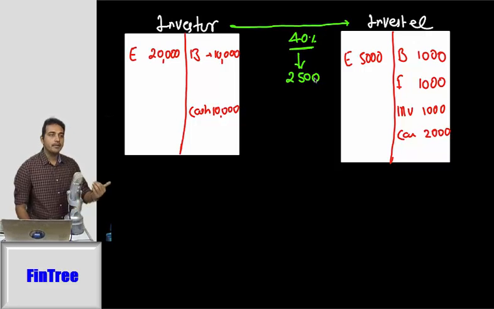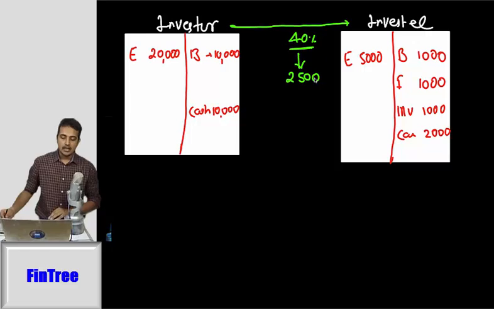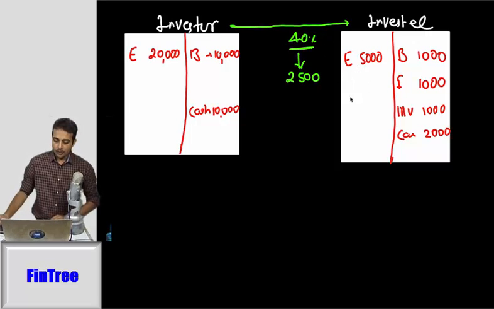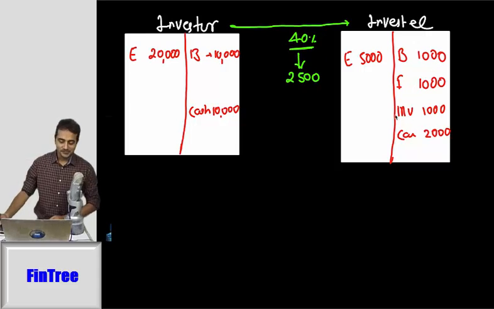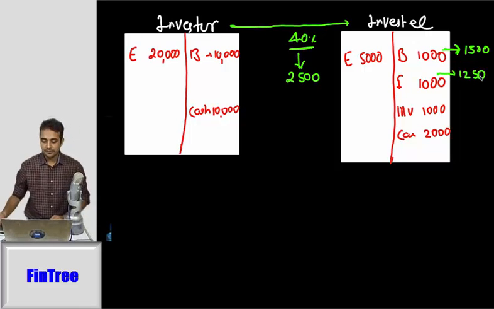Now the difference between the previous question and this question is, last time the amount paid was exactly proportionate to the book value of equity. This time we are paying a little bit more. Now let us assume that the market value of this building is 1500 and the market value of the furniture is 1250. So these are the fair values.